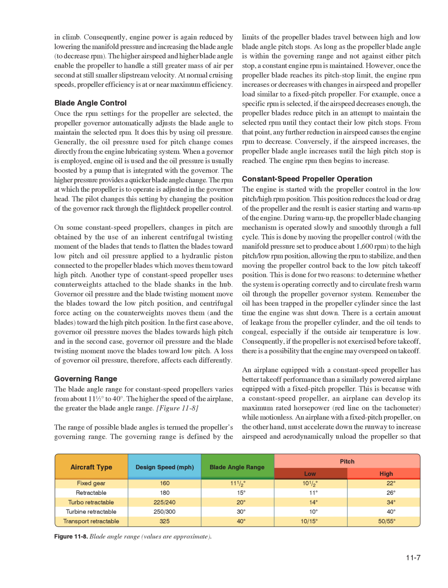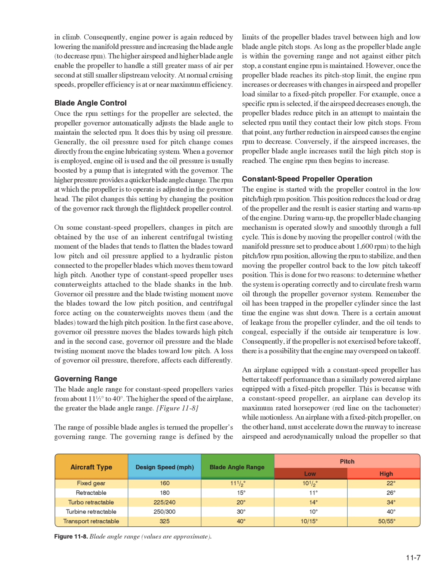Governing range. The blade angle range for constant speed propellers varies from about 11½ degrees to 40 degrees. The higher the speed of the airplane, the greater the blade angle range. Figure 11.8, the range of possible blade angles is termed the propeller's governing range. The governing range is defined by the limits of the propeller blade's travel between high and low blade angle pitch stops. As long as the propeller blade angle is within the governing range and not against either pitch stop, a constant engine RPM is maintained.